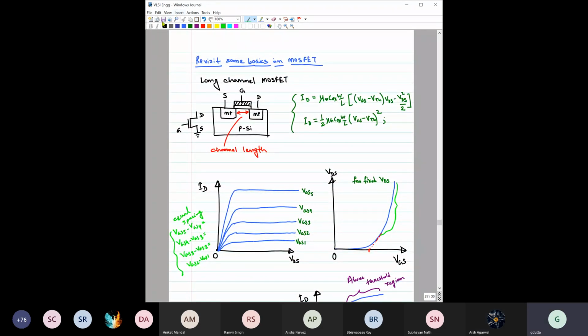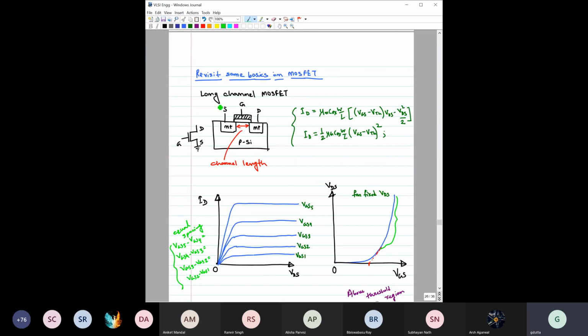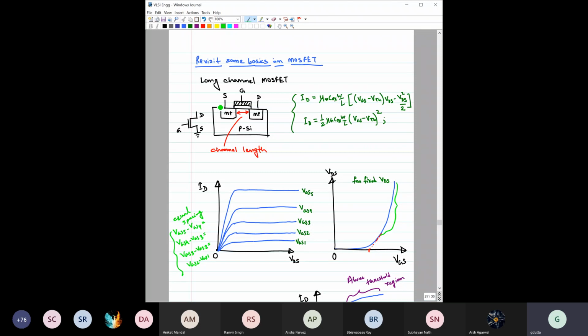Right. So quickly, some of the things before we go to the subthreshold slope. Whatever equations and analysis we have done so far, I have discussed earlier, and we have used this type of equations. These are basically valid for a long channel MOSFET. Long channel means the channel length is sufficiently long.